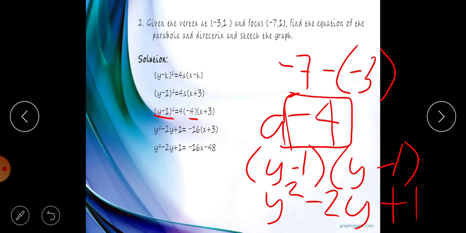After that, we now arrange the equation based on its general second degree form, which is ax squared plus bxy plus cy squared plus dx plus ey plus f. So we'll now identify the equation of the parabola, which is y squared plus 16x minus 2y minus 47 is equal to 0. This is now the equation of our parabola.